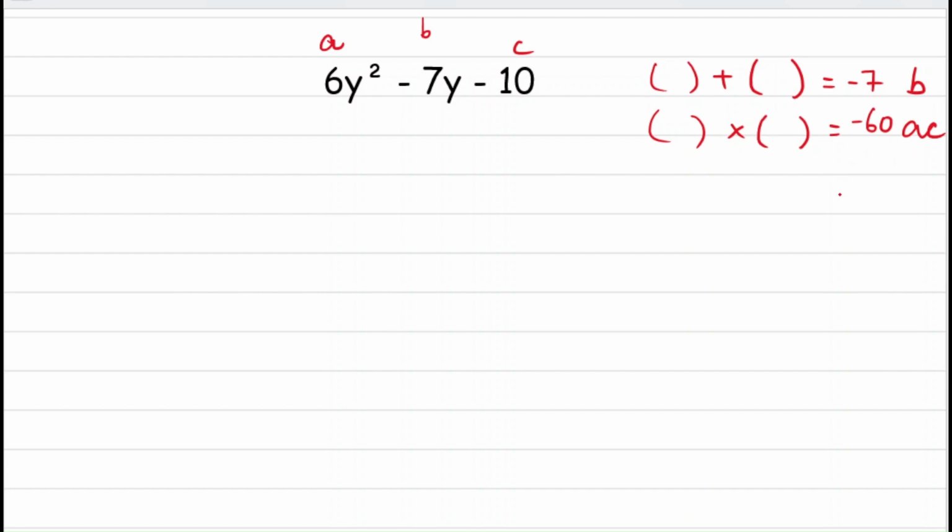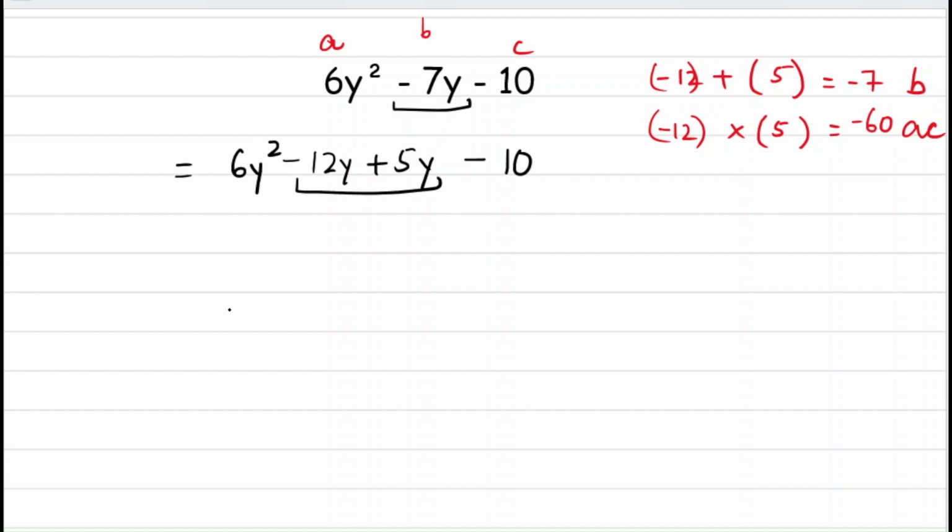So what numbers satisfy both these conditions? If I put negative 12 times 5, negative 12 times 5 is negative 60. And when negative 12 is added to 5, it will give me negative 7. So that means these numbers are correct. So let's rewrite it: 6y squared minus 7y. Minus 7 I am getting as minus 12 plus 5. So minus 12y plus 5y, and then this minus 10 as it is. So I have written this as this. Of course, minus 12 plus 5 is minus 7.